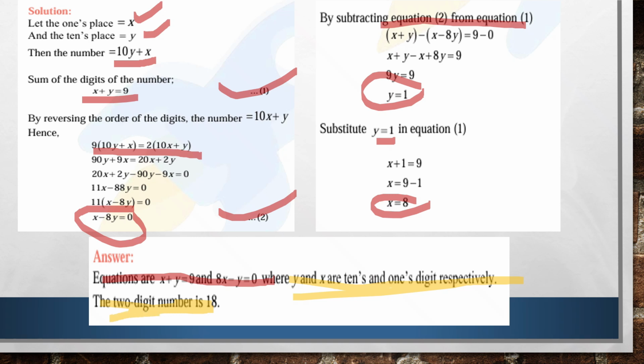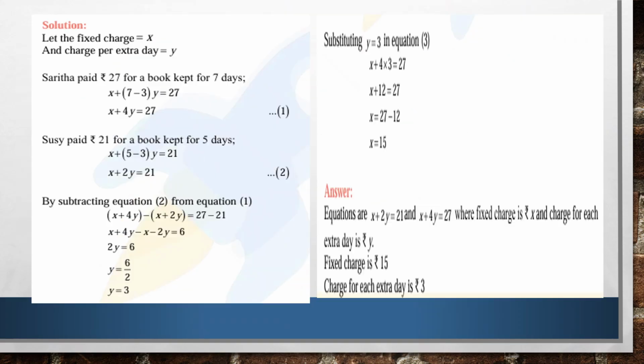So this is regarding sub-question 3 of the second main question. Next question. A lending library has a fixed charge for the first 3 days and an additional charge for each day thereafter. Sarita paid ₹27 for a book kept for 7 days, while Susy paid ₹21 for the book she kept for 5 days. Find the fixed charges and the charge for each extra day.